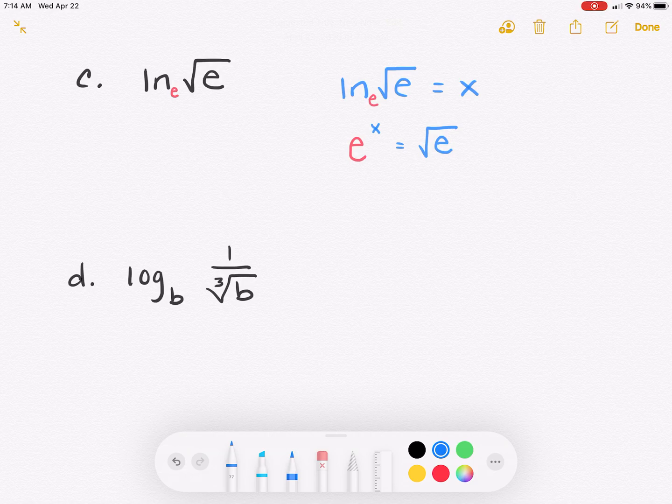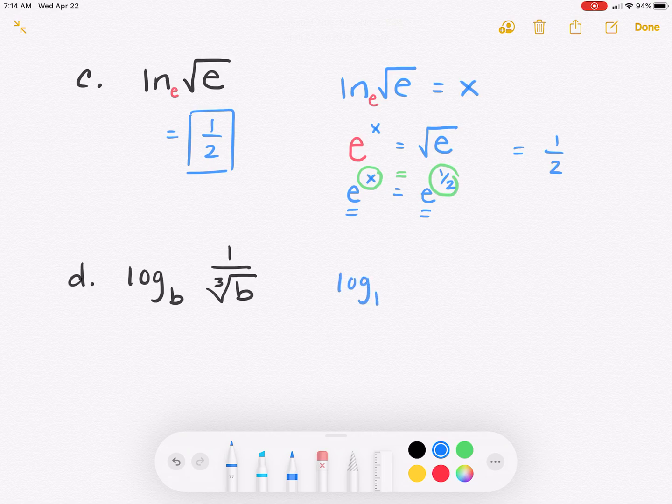So I don't blame you if you still look a little bit confused. So what I would recommend is let's get common bases. Let's make this e to the x, and let's change our square root of e to the 1/2 power. And then once we get common base of e, we can see x is going to equal 1/2. So if we find the natural log of square root of e, it actually just equals 1/2 right there.